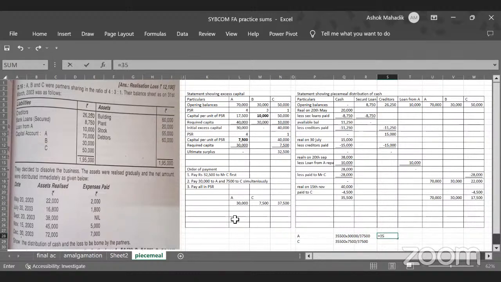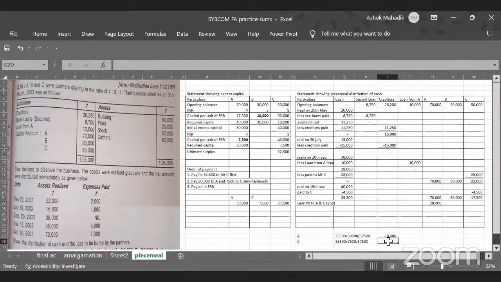35,500 is to be given to A, 30,000 divided by 37,500. Clear? So it's 28,400 to be given to Mr. A. So I'll write here, paid to A and C, second order of payment. So A is getting 28,400 out of 35,500.